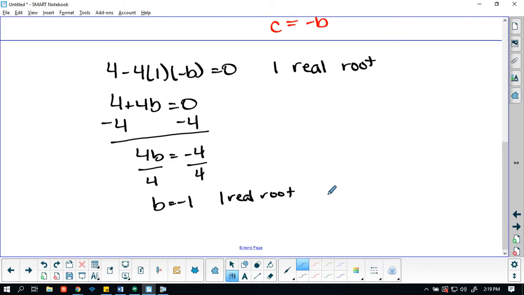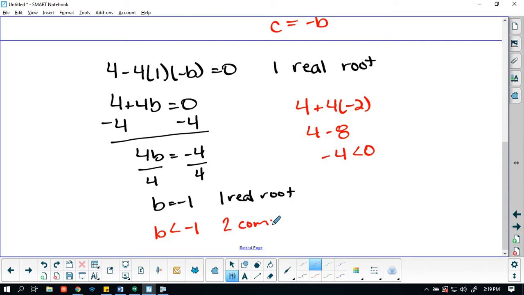What happens if b is, let's say, -2? So I'm just going to substitute -2 in for b. So 4 plus 4 times -2 is equal to... it's not equal to 0. It's equal to what? So 4 times -2, that's 4 minus 8. It's going to be -4, which is less than 0. So when b is less than -1, we have two complex roots.